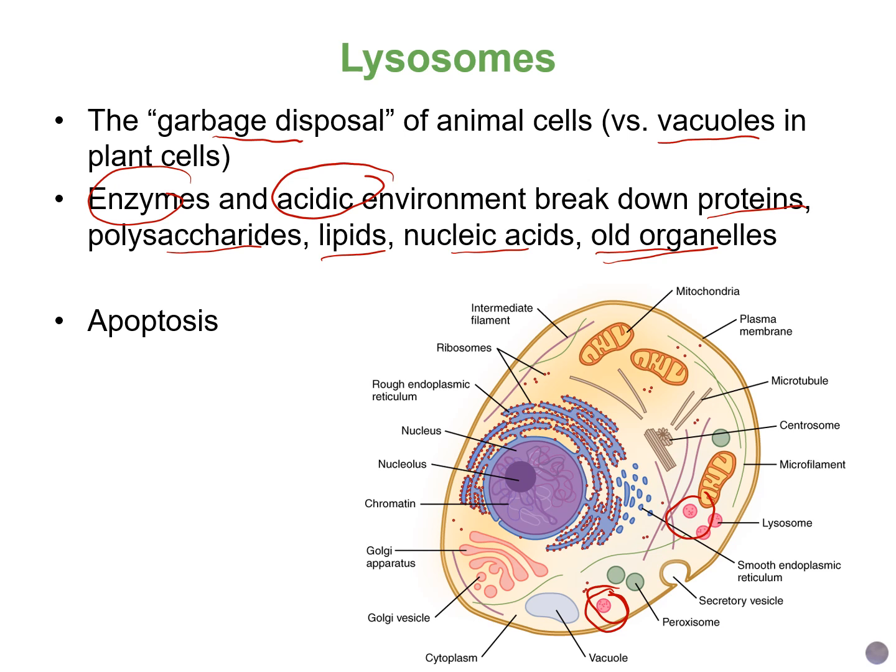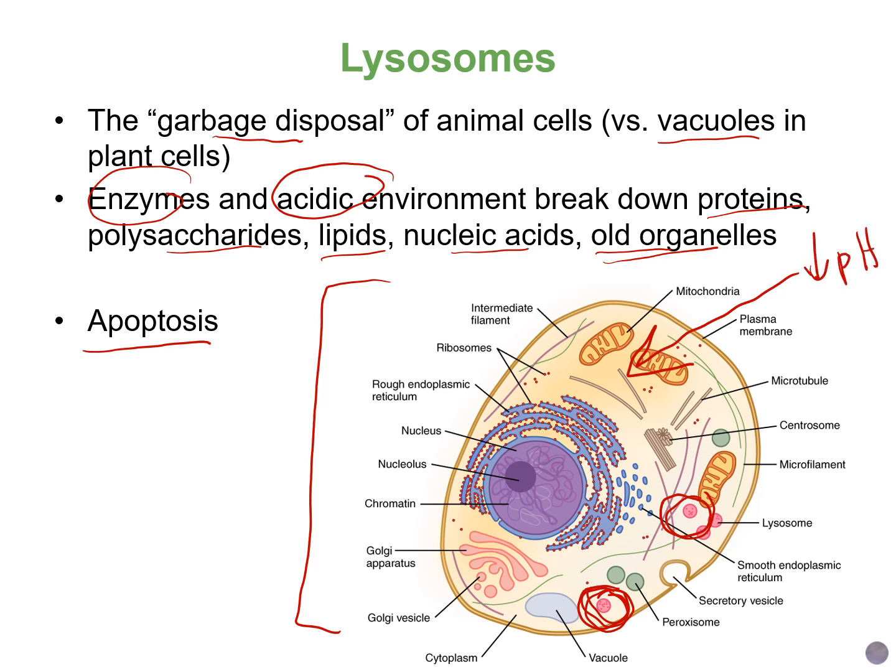Interestingly, if a cell needs to destroy itself through a process called apoptosis, apoptosis means programmed cell death. Sometimes it's called cell suicide. If a cell needs to destroy itself, what it does is basically break open all of its lysosomes. So if all of the lysosomes broke open all at once, the inside of the cell would have a much more acidic environment, and all of the digestive enzymes would be activated, basically chewing up the internal parts of the cell, and eventually the cell will die.